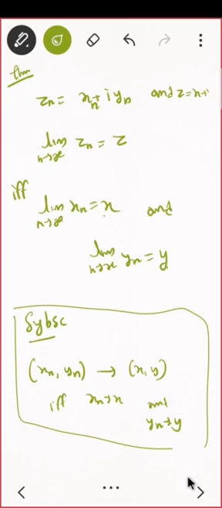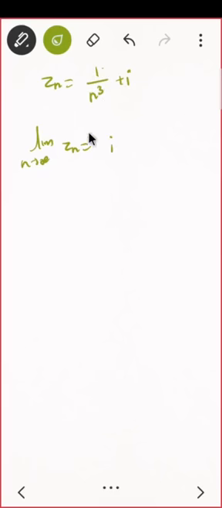Okay, so let us see some examples. Say Zn equal to 1 upon n cube plus i. So what will be my limit? You just have to take limit n tending to infinity Zn as it is, as we did before. So you already know 1 upon n cube goes to 0, so the answer will be i. So Zn converges to i. And if you want to prove it, you can prove that.